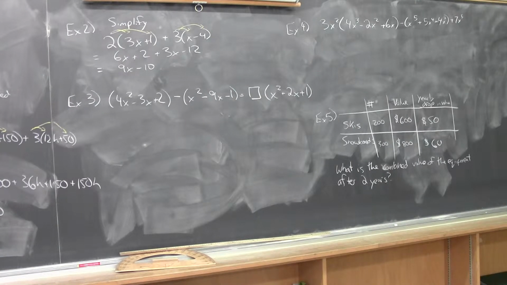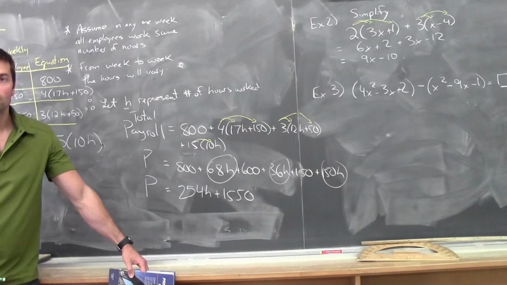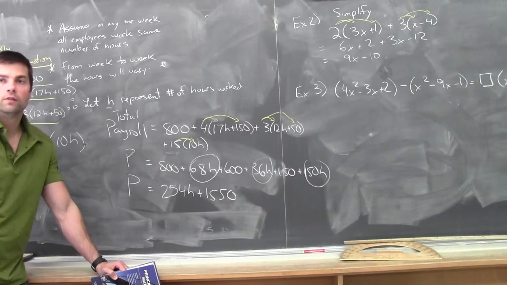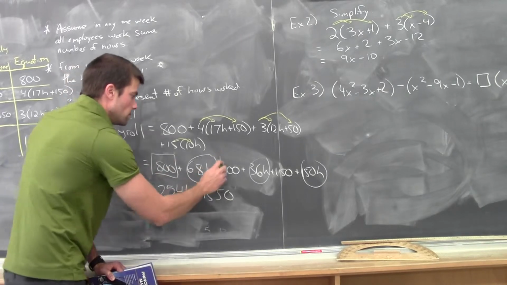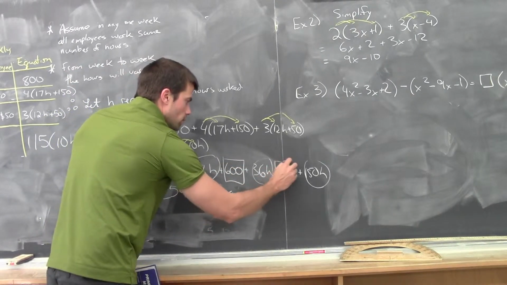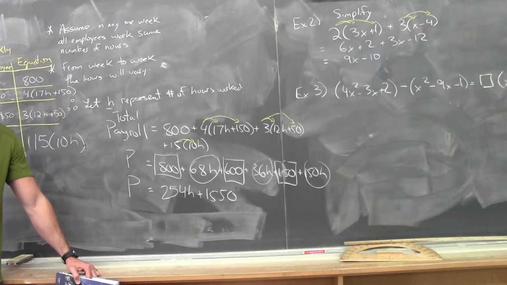Matthew? For the previous question, what were the steps that you did to get to 254H plus 150? Okay, good question. So I took this H, and this H, and I added them all up. That gave me 254. And then I took this number, and this number, and I added them up to get this. It's called gathering like terms.